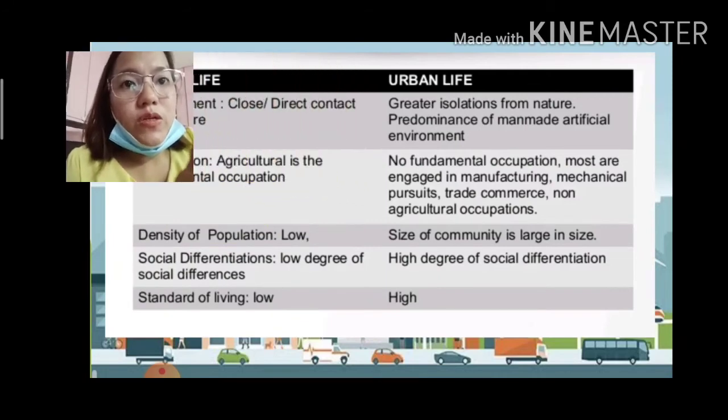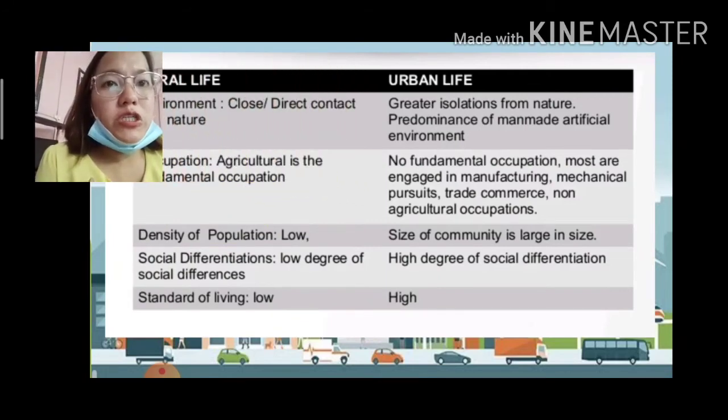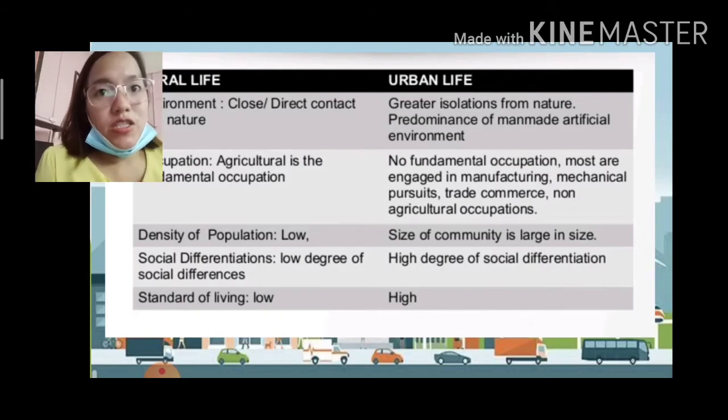When we talk about the density of population, rural life has low density, while urban life has a large size of community. Then for social differentiation, rural life has a low degree of social differences, while urban life has a high degree of social differentiation. And in the standard of living, rural life has a low standard, while urban life has a high standard of living.